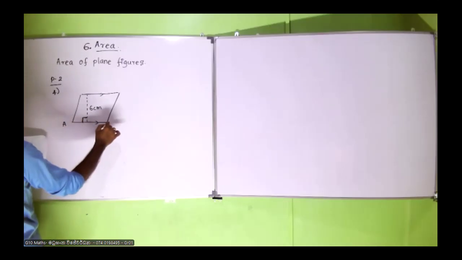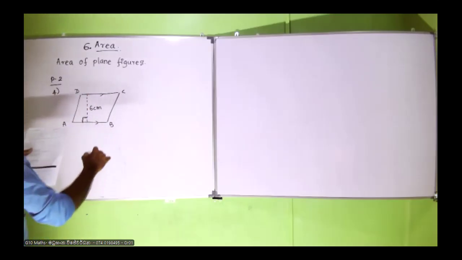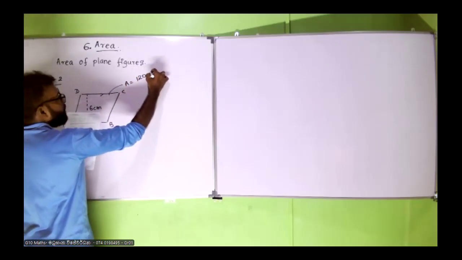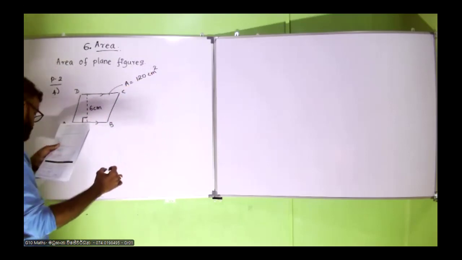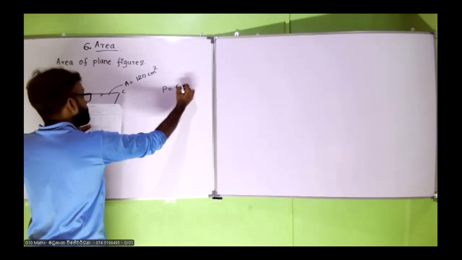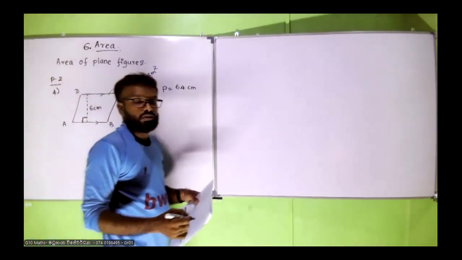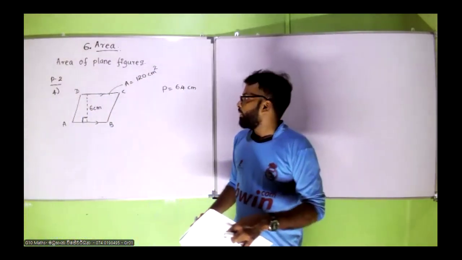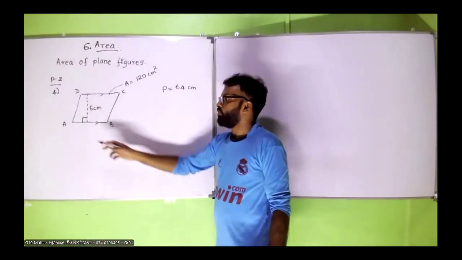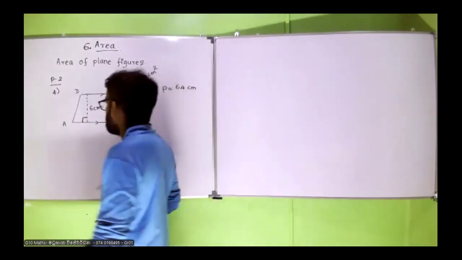So as I gave you earlier, A, B, C, D. And the area has been given, 120 square centimeters. And also the perimeter has been given. Perimeter is equal to 64 centimeters. These are the two most important things that you need to remember. And also the perpendicular height has been given, and you need to find the length of the base and the length of the other side.